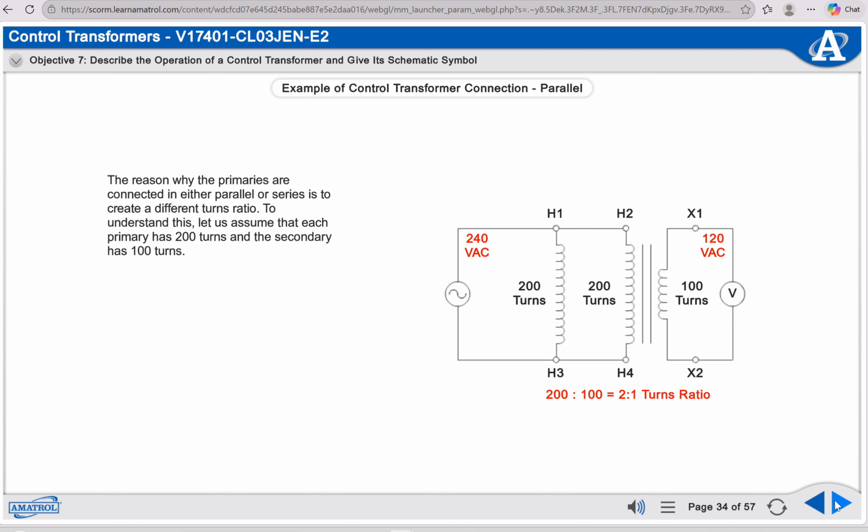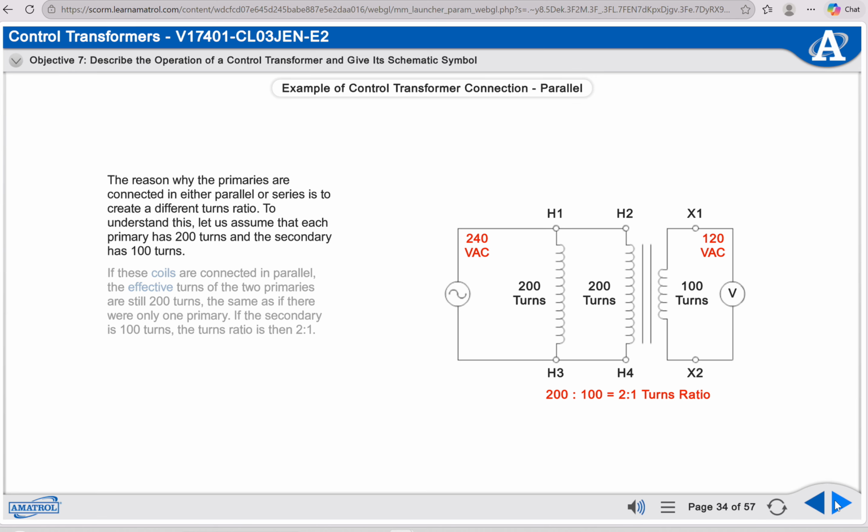The reason why the primaries are connected in either parallel or series is to create a different turns ratio. To understand this, let's assume that each primary has 200 turns and the secondary has 100 turns. If these coils are connected in parallel, the effective turns of the two primaries are still 200 turns, the same as if there were only one primary. If the secondary is 100 turns, the turns ratio is then 2 to 1. This means an input voltage of 240 volts AC will create an output voltage of 120 volts AC.